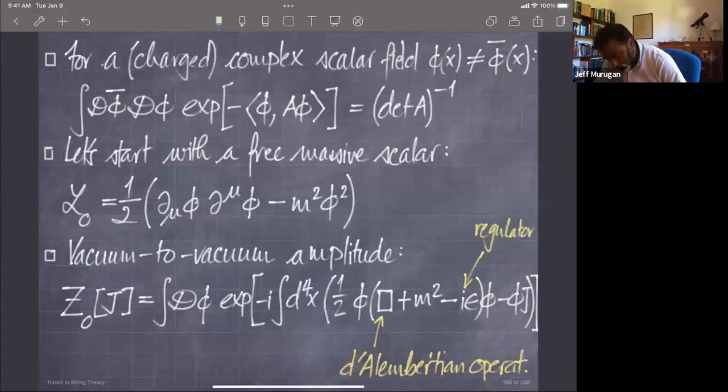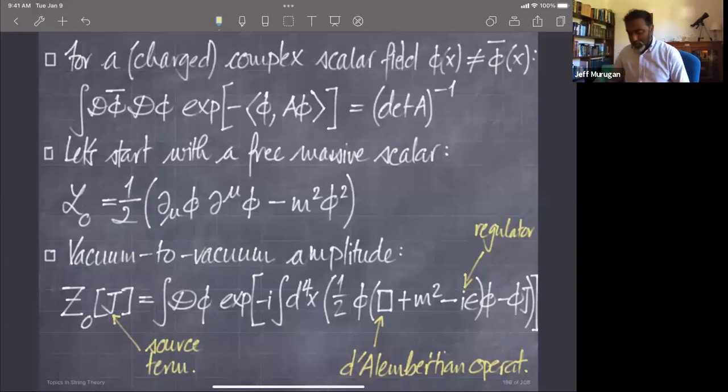This is a source term, which I'm adding because I know that I'm going to have to take functional derivatives of this vacuum to vacuum amplitude, Z naught, in order to build up correlation functions. And the interpretation that we gave to this from investigating the quantum mechanics case was as a source term, or something that appeared on the right-hand side of the equation of motion.